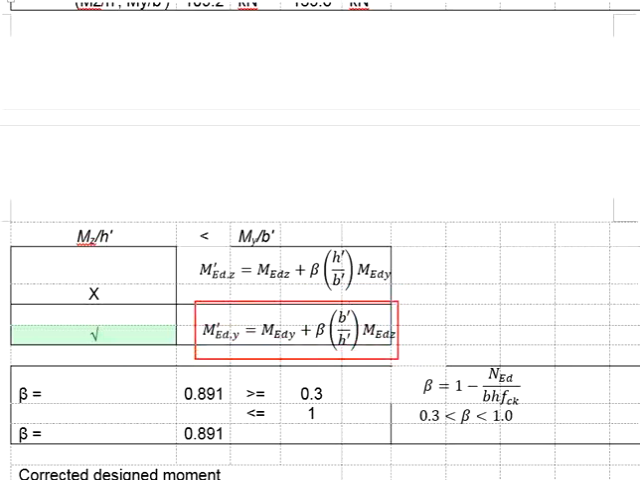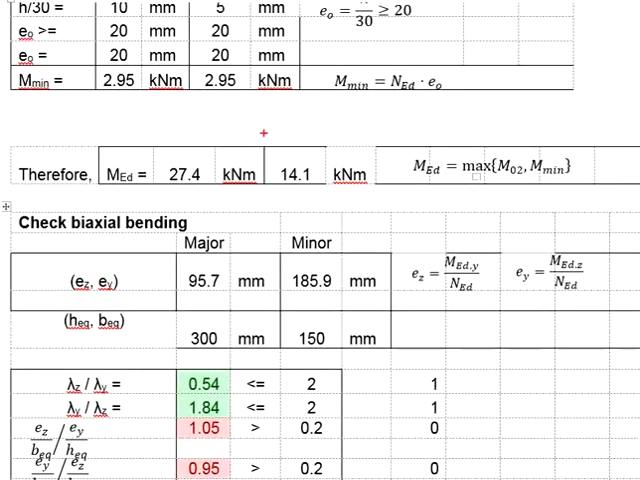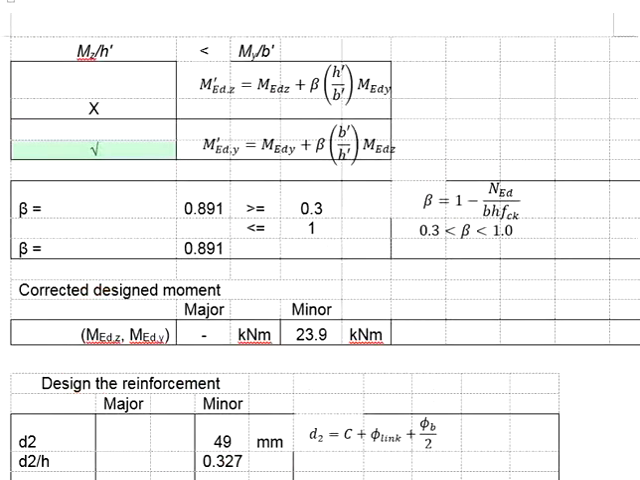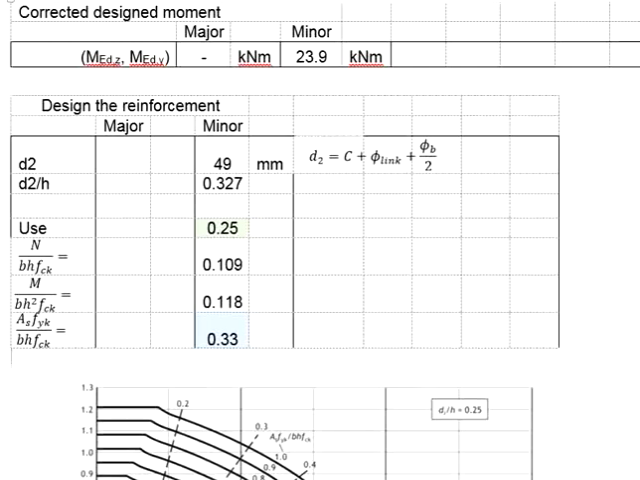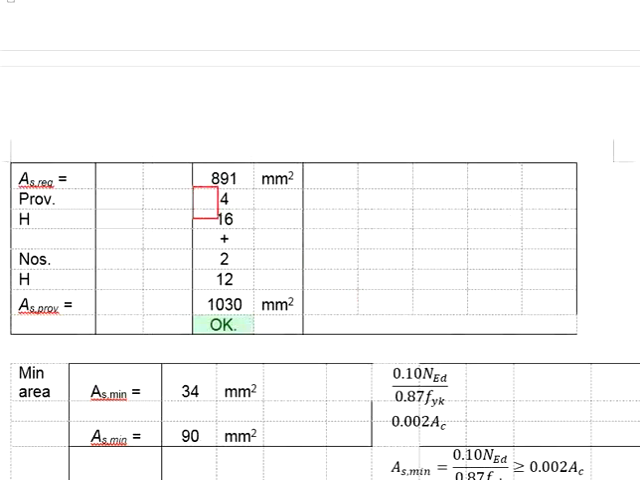We use this formula to determine the design moment. Instead of using the calculated design moment in the minor axis, which is 14.1, plus the effects due to the major axis when the biaxial bending takes effect, it ends up with the design moment equal to 23.9 kNm. And then we determine the amount of reinforcement bar required based on the design chart. Finally, we came to the design reinforcement 4H16 plus 2H12.